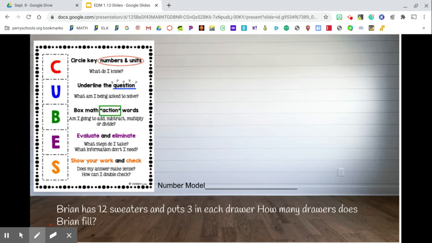Okay, so this one says Brian has 12 sweaters and puts 3 in each drawer. How many drawers does he fill? So I see my numbers 12 sweaters and 3 in each drawer. So I circled my words, underline, how many drawers does he fill? Box in my keyword, he puts 3. I see each drawer. Each doesn't really help me out in this situation, so I'm really going to have to think about it.